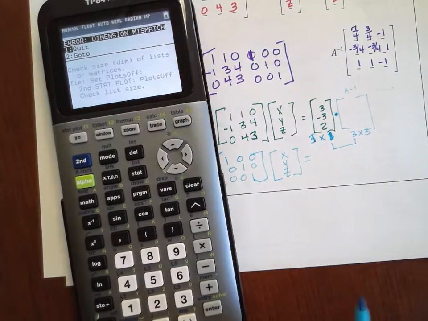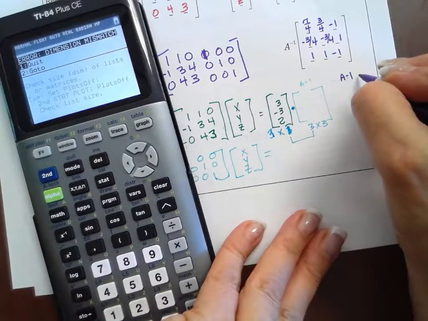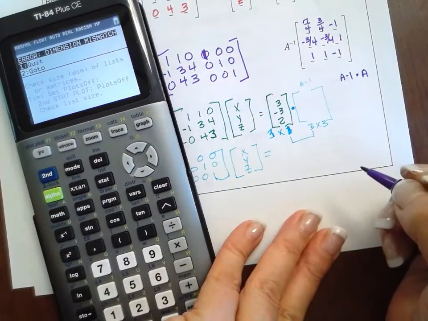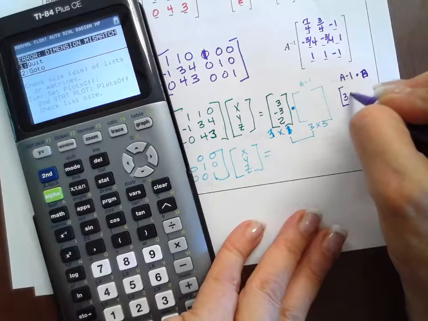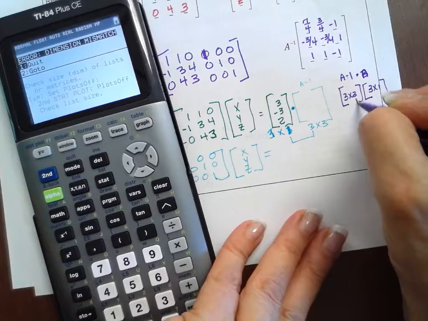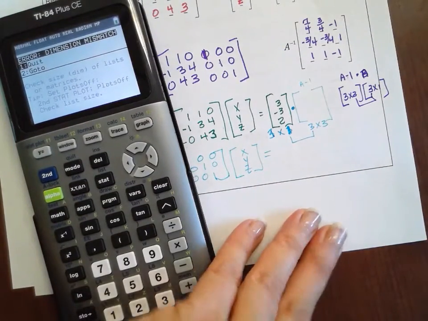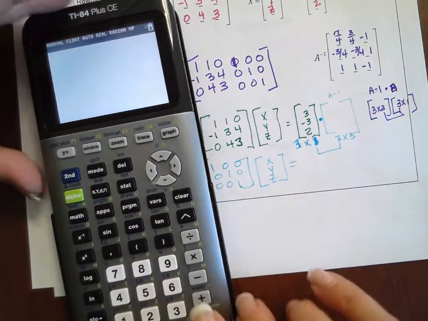Okay? I can still multiply it though. How can I still multiply this? What if I do the inverse times B? Because now I get a 3 by 3 times a 3 by 1. Now they match. Okay? Does that make sense to you guys? So all you gotta do is, the order in which you put it is going to matter.